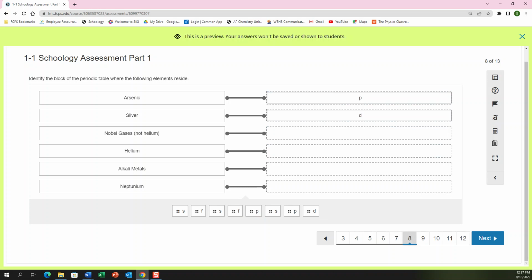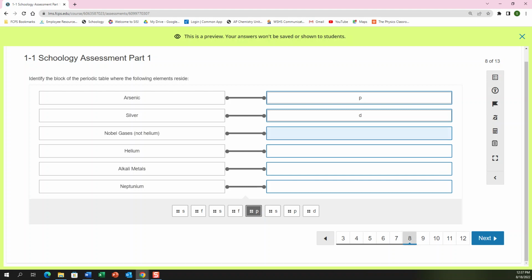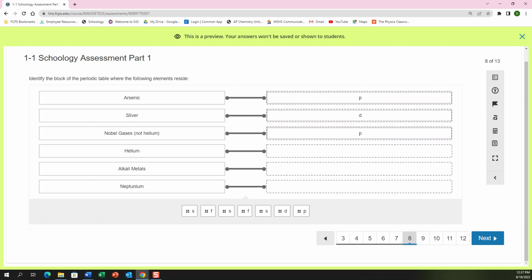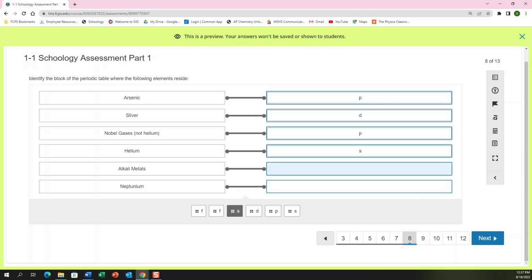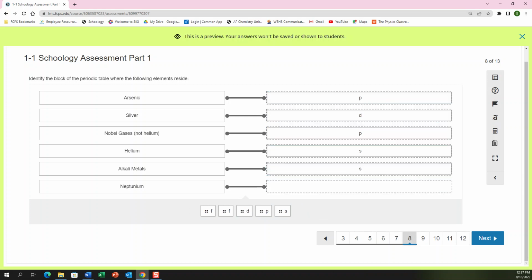Noble gas, but not helium. Helium's in the S block, and the rest of the noble gases are in the P block. So P block for the noble gases, not helium. S block for helium. Alkali metals, S block. That's the first group. And neptunium is one of our F blocks. What is neptunium? It is an actinide. It's in the actinide series, so the very bottom row of the periodic table. All right, here we go.